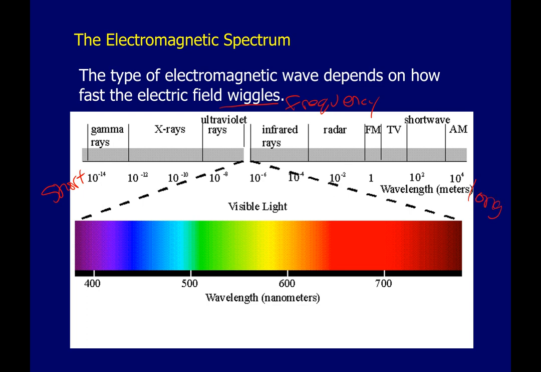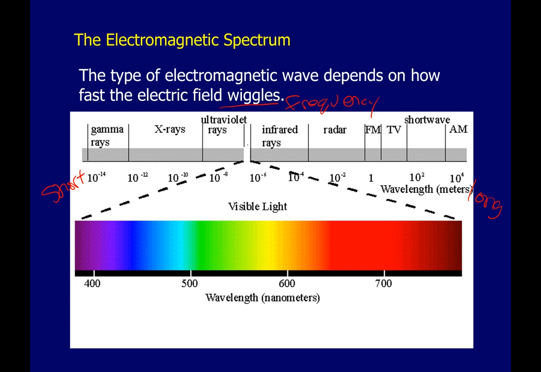Now, if you know your scientific notation, you'll just see that wavelength times 10 to the negative 14. And on the right side, we've got wavelengths of 10 to the power of 4. So the long ones are on the right and the short ones are on the left. But I'm actually going to go and start with visible light.